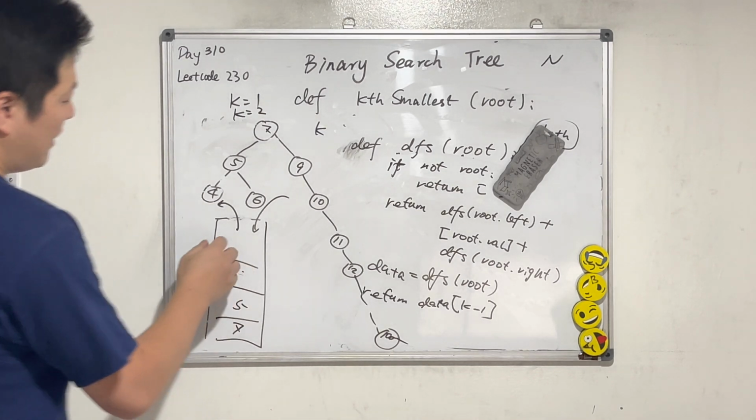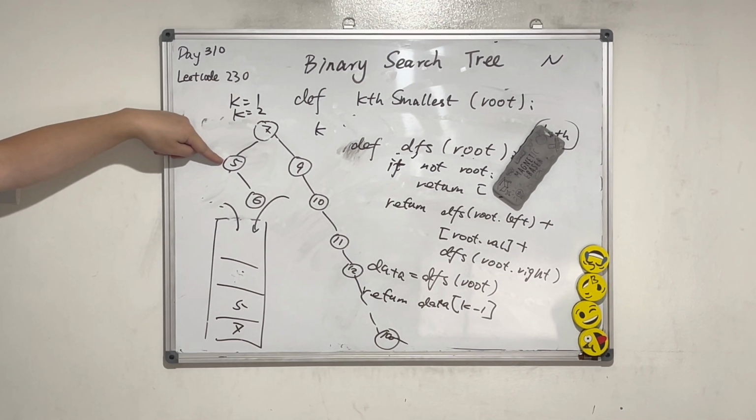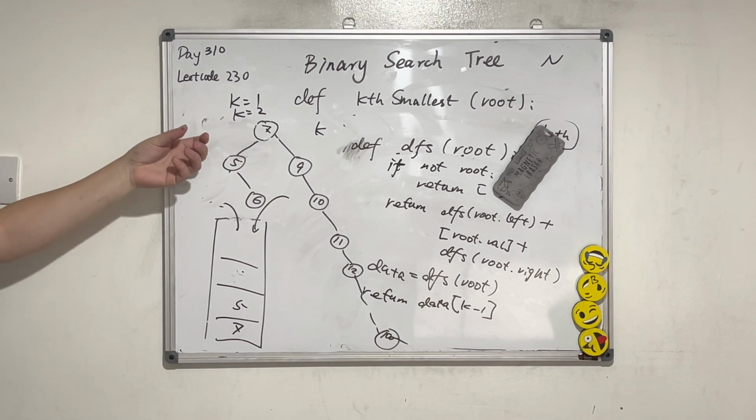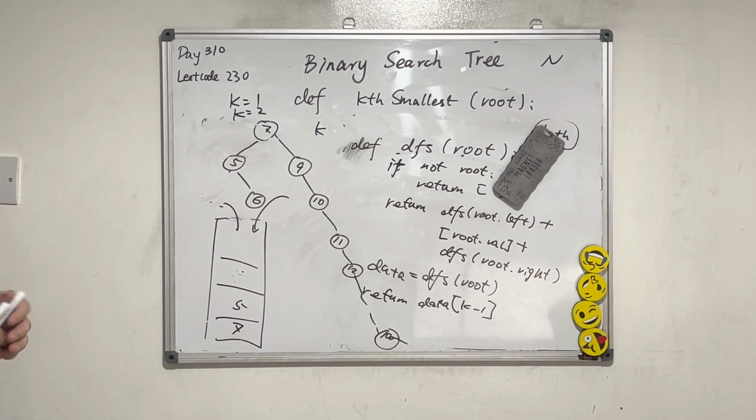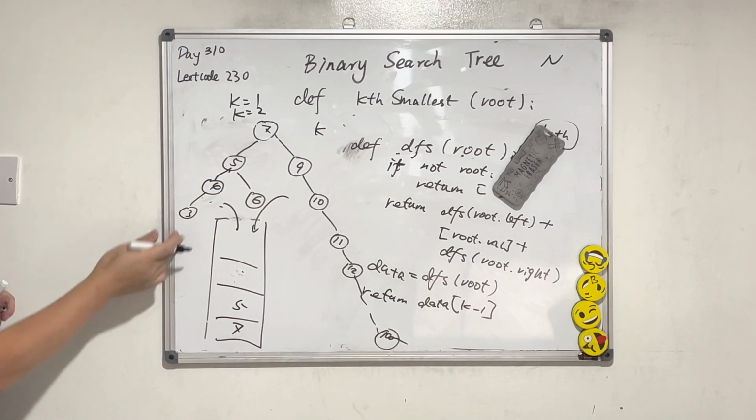Look, if there is no 4 here, what's the smallest number here? 5. Look, we go to the left as long as we can, and we take it out. This is the smallest number, right? If there are 4 here, then that's the smallest. If there are 3 here, that's the smallest, right?